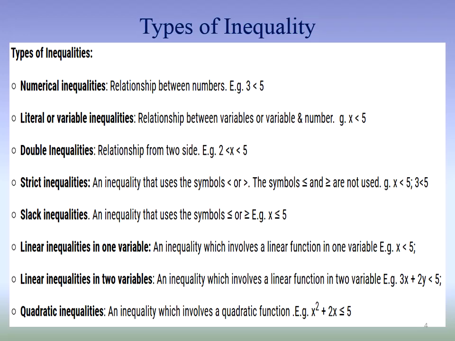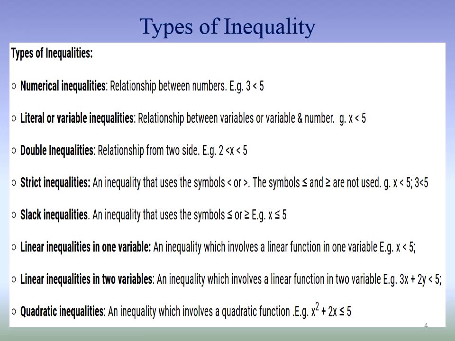Types of inequality. First, we start with numerical inequalities. A relation between two numbers, 3 and 5: we can write 3 is always less than 5. Literal or variable inequalities: a relation between two variables, or a variable and a number. Consider an example like x is less than 5. Double inequalities: a relation from two sides. Example, 2 is less than x is less than 5.